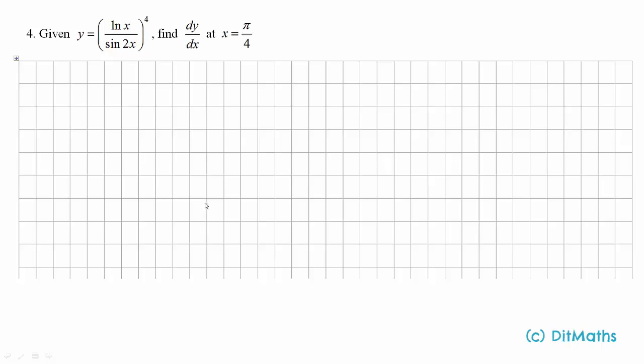Here we are given the expression y is equal to the log of x over the sine of 2x all to the power of 4, and we're asked to find dy/dx when x is equal to pi over 4.